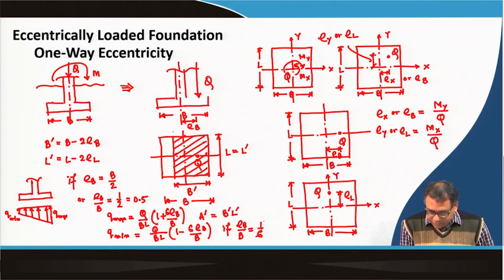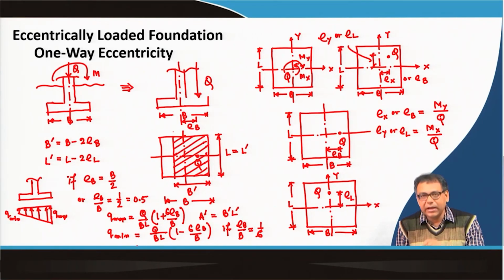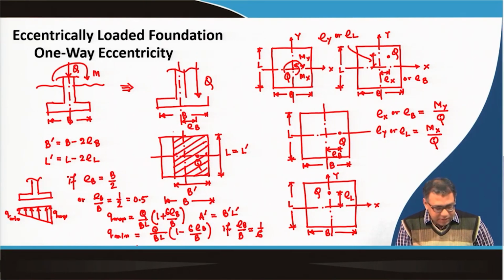So, for one-way eccentricity, if e_B by B exceeds 1 by 6, then a negative pressure will be developed. So, that is why you have to keep this 1 by 6 in mind during our selection of the eccentricity. That is why the other 4 cases are taken according to that.